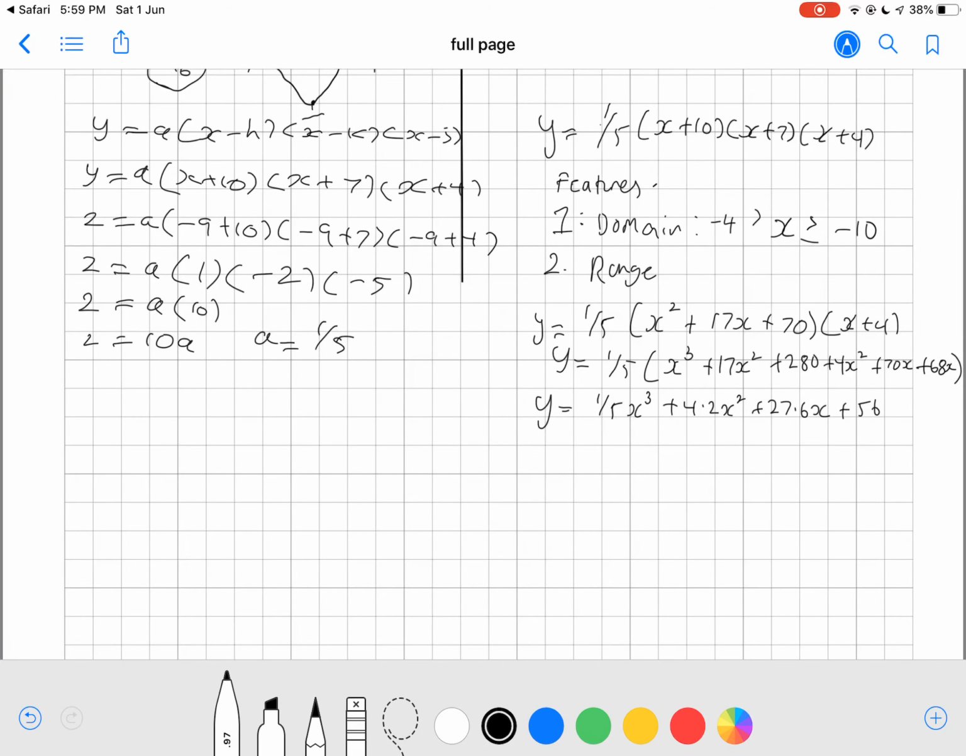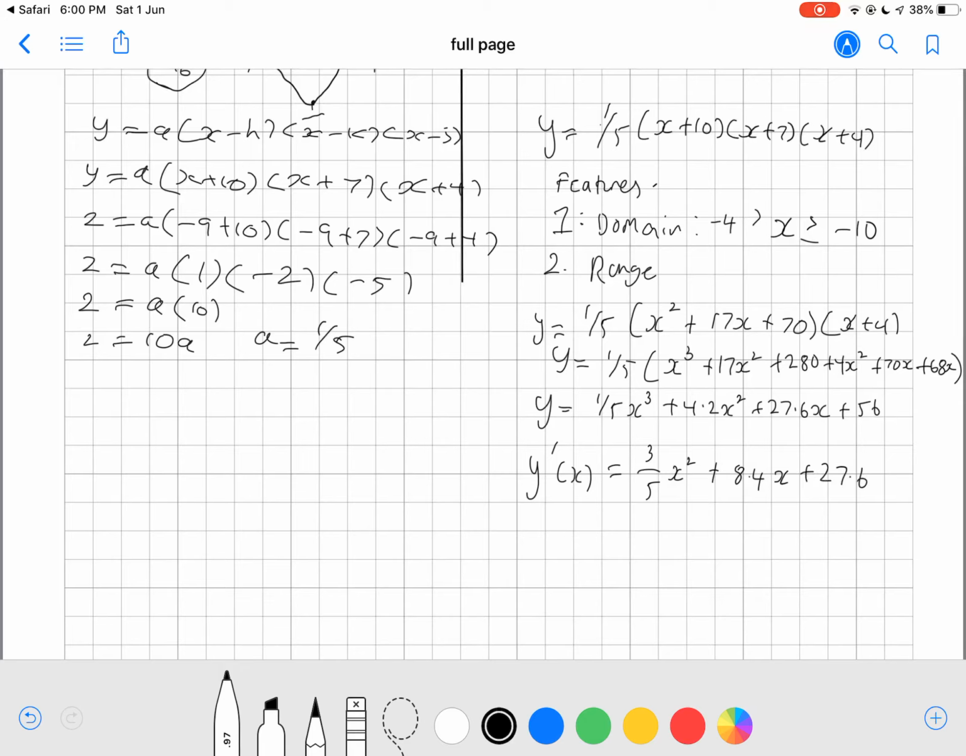Now we're going to differentiate this equation. So we're going to say y dash of x. This is basically just the front number multiplied by the power, and then you take the power down by 1. So 1/5 multiplied by the power, which is 3, that's 3/5. So y dash of x equals 3/5, and take the power down by 1, so it becomes x squared, plus 4.2 times 2 is 8.4. Take the x squared, take the power down by 1, so 8.4x, plus 27.6.